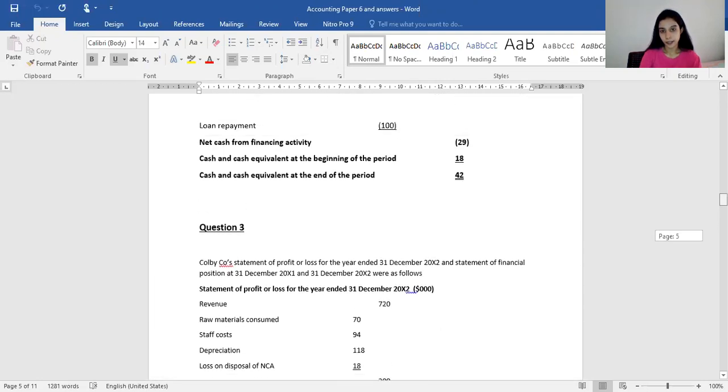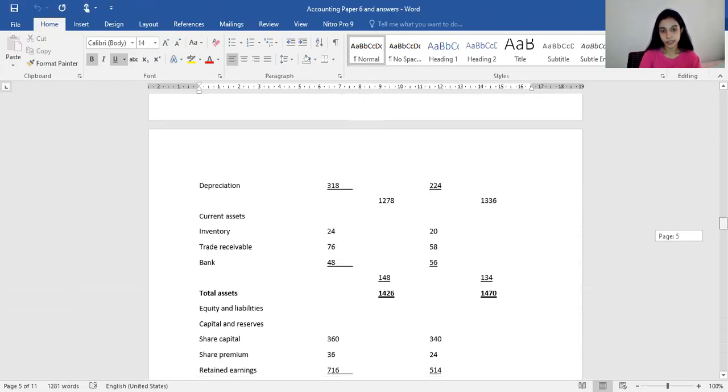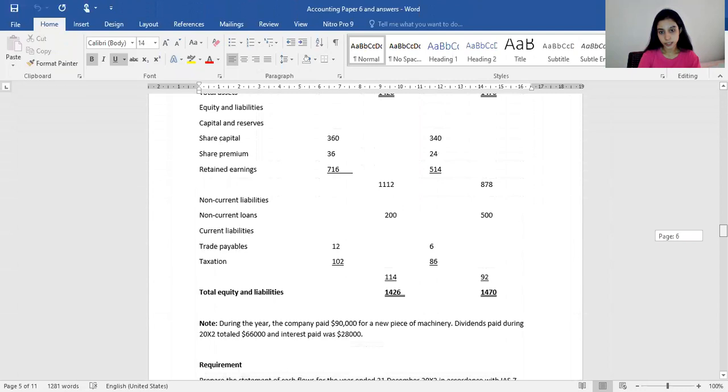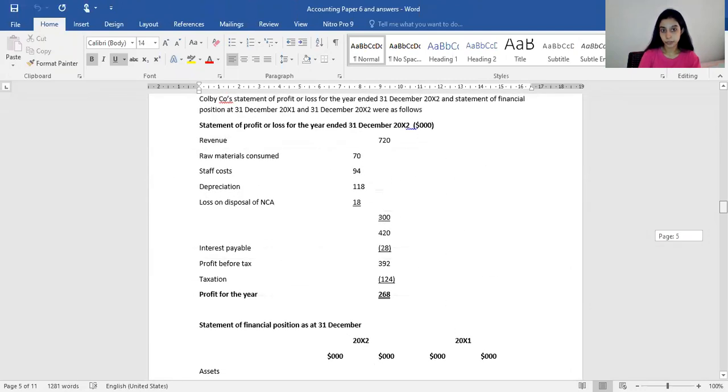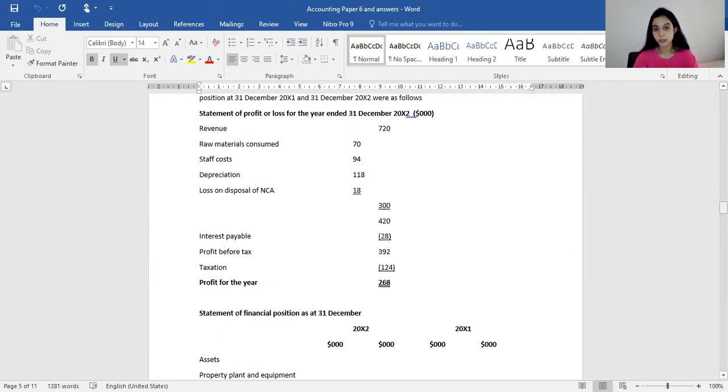And here, what you have to do first is go to the statement of profit or loss and extract the profit before interest and tax amount. So under this statement, the profit before interest and tax would be the 420 figure, for which interest payable and taxation is not yet adjusted. So take that 420 directly to the statement of cash flows and do the necessary adjustments.